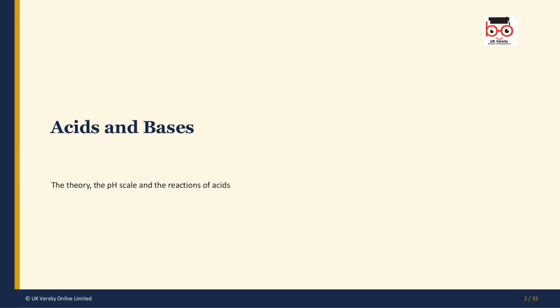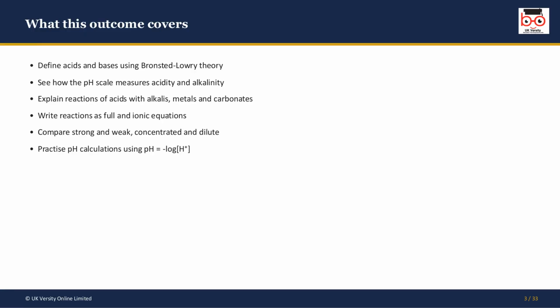Welcome to Learning Outcome 4 on the theory and reactions of acids and bases. We'll look at what acids and bases really are, how the pH scale measures acidity, and the reactions that acids undergo. Across this outcome, you'll define acids and bases using Bronsted-Lowry theory and see how the pH scale measures acidity and alkalinity. You'll explain how acids react with alkalis, metals, and carbonates.